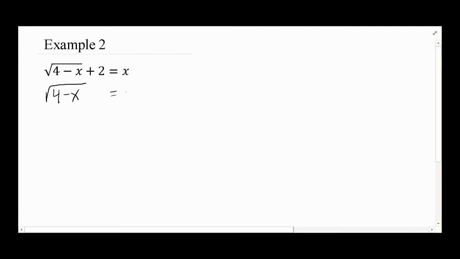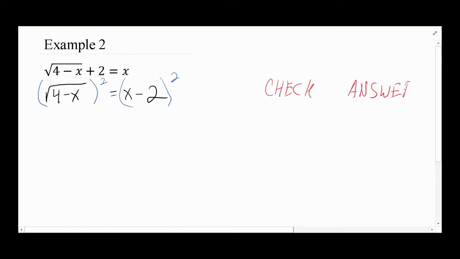So let's go ahead and subtract the 2 to the other side. Now we'll square both sides. Now we're again going to make our note to ourselves that because we squared both sides, we better check any answers that we get. Now the left-hand side, we're squaring a square root. So we get 4 minus x, we just get the stuff underneath. But the right-hand side, we're squaring a binomial. So you either need to FOIL this out or use your formula for a squared plus 2ab plus b squared.